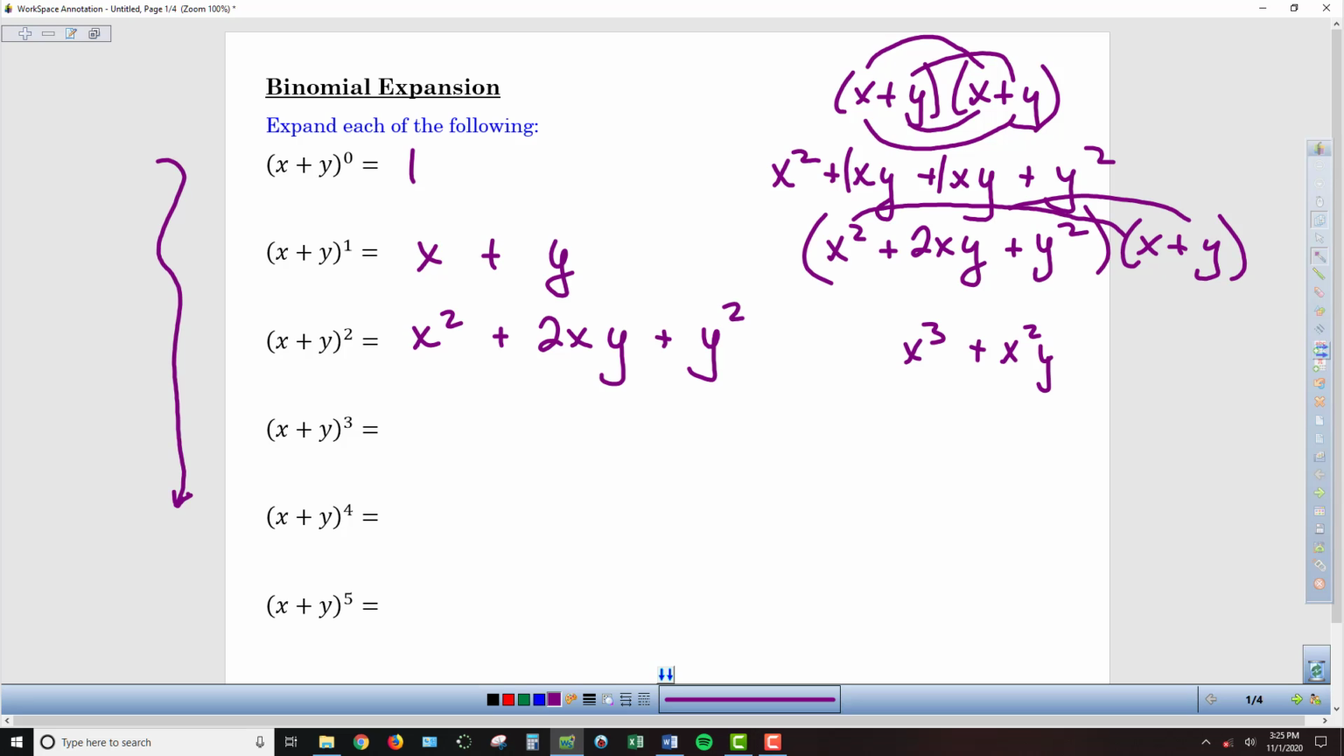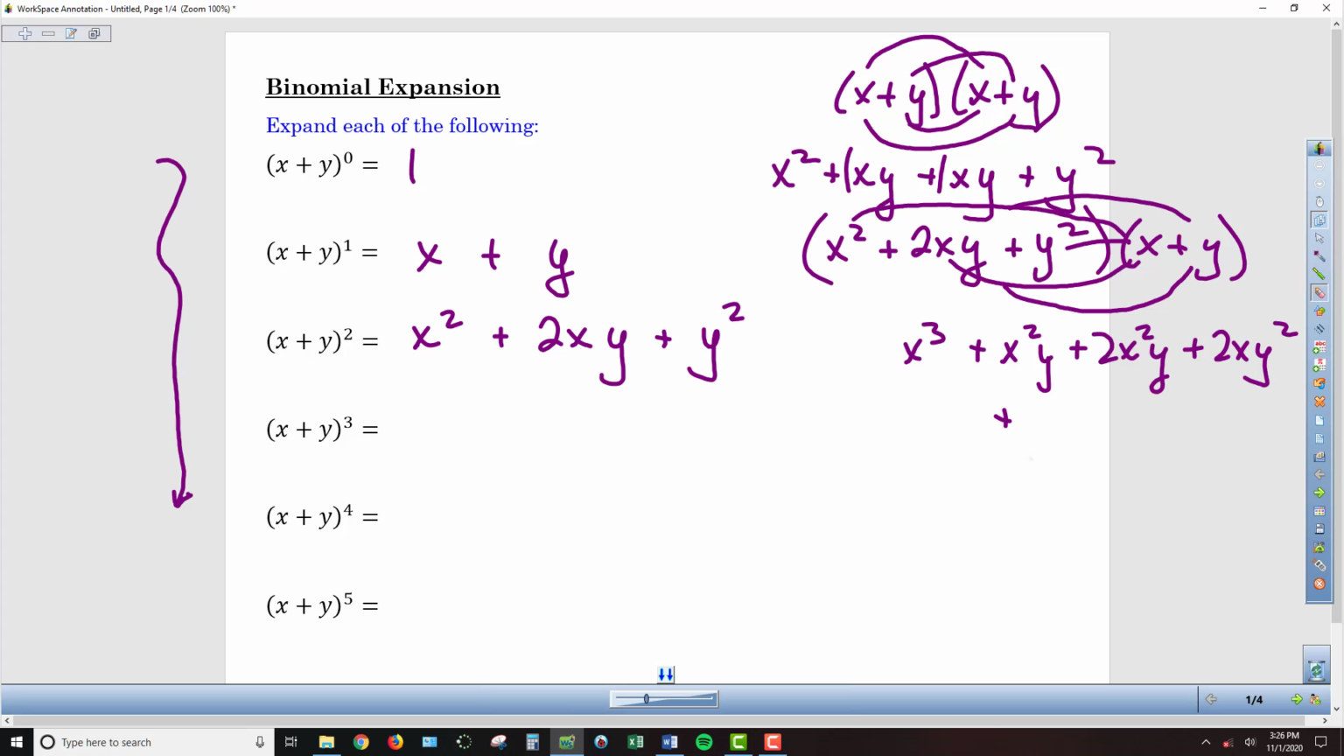Then I need to do the same thing with the middle term. So the 2xy multiplies the x, so I get 2x squared y. And then I need that 2xy to multiply the y back there, so I get 2xy squared. And then finally I have to make sure that y squared multiplies everything. So I've got y squared times x gives me, we'll go in alphabetical order there, so plus xy squared. And then finally the y squared needs to multiply the y at the back, so I get plus y cubed.